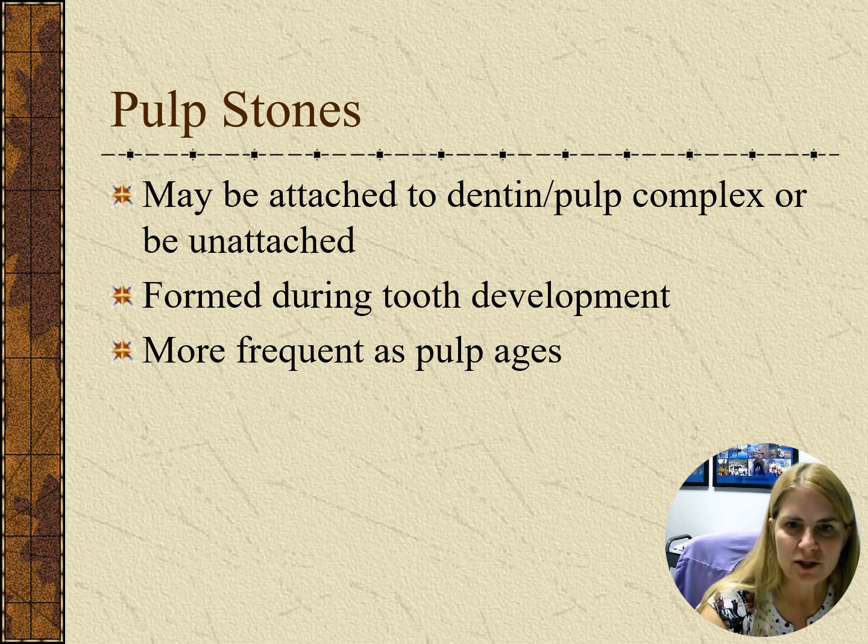They can be attached to the dentin pulp complex, or they can be unattached. They can be embedded in the dentin. They can be iatrogenic, which is clinician induced, or natural. They can be formed during tooth development. They are more frequent as the pulp ages. So as someone gets older, they're more likely to have a pulp stone within that pulp area.